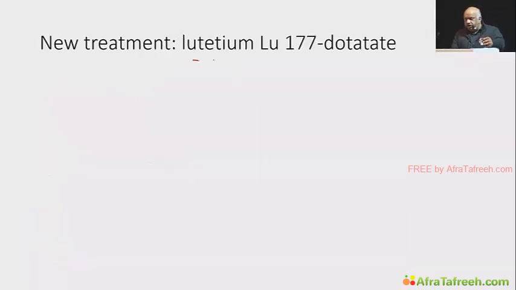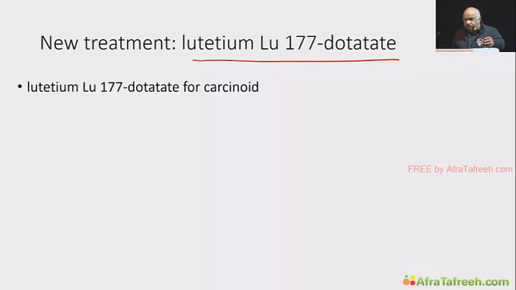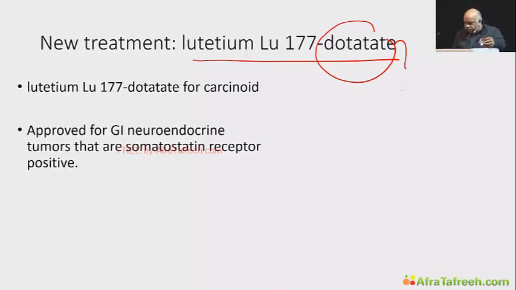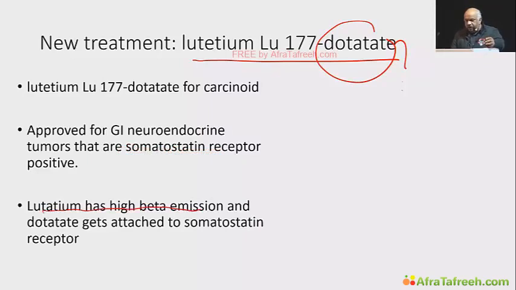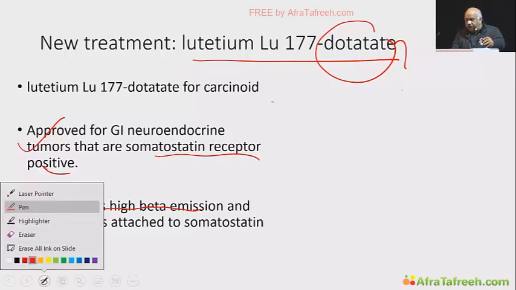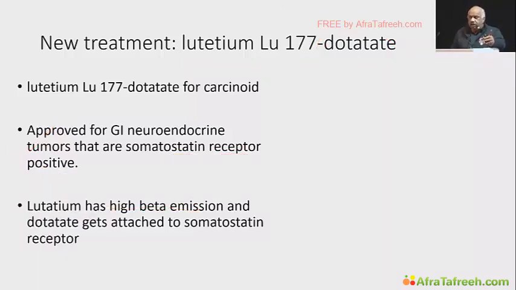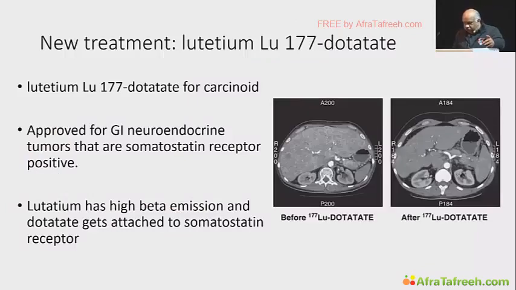Another treatment is lutetium-177 dotatate. This is for carcinoid, neuroendocrine tumor. The dotatate gets attached to the receptors for somatostatin, and lutetium, having high beta emission, will destroy the tumor. And it's only approved for GI cancer. It's not approved for genitourinary or respiratory tumors, only carcinoid from GIT. And by GIT, I don't mean only bowel, I mean pancreas and liver also. So liver, pancreas, intestine, any GI cancer, it should be somatostatin receptor positive. So any carcinoid which is receptor positive in GIT gets lutetium-177 dotatate.